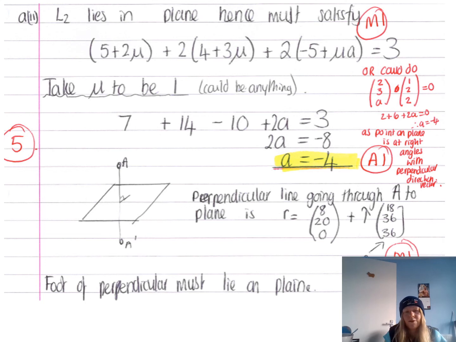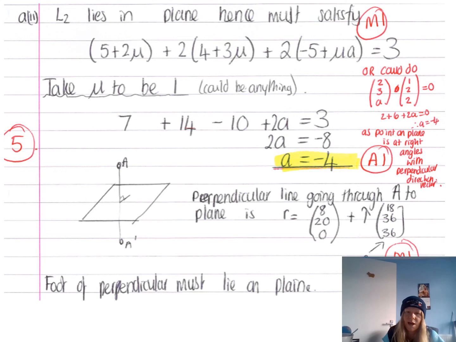Right, you're told that to find A now, so you know that line 2 lies on the plane, so you could have done it like that. Then let mu be any number. I chose 1 and found it that way. Or, as I said, more sensible, you should know that because that direction lies on the plane and that's the normal to it, then dotting them gives you 0. If you dotted them, you end up with A is minus 4 again. Makes more sense. And then the last bit, find the perpendicular vector through A to the plane.